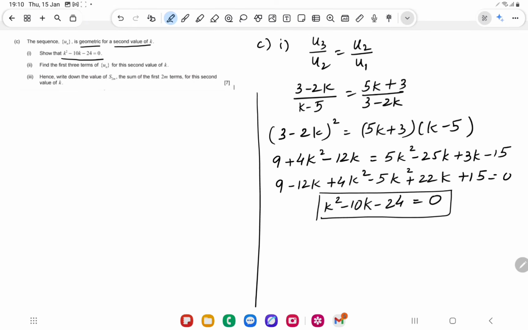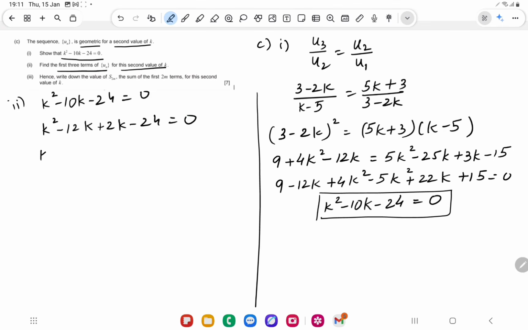Now let's move to the second part. Find the first three terms of un for this second value of k. Till now we have not found the value of k. So we will use the first part equation, that is k square minus 10k minus 24 is equal to 0. And when we factorize, I am doing middle term splitting. So I can write minus 10k as minus 12k plus 2k minus 24 is equal to 0.